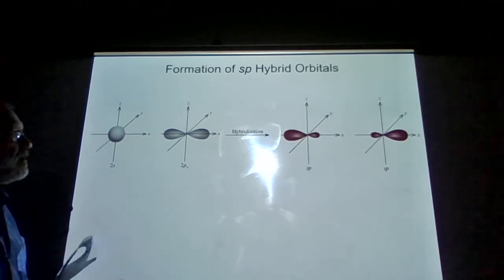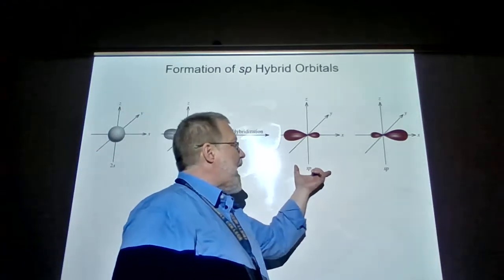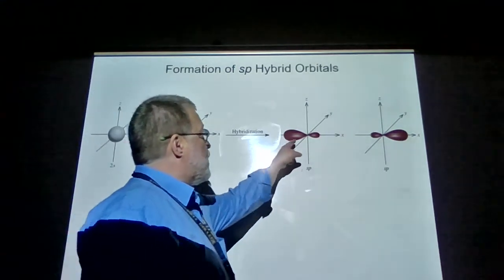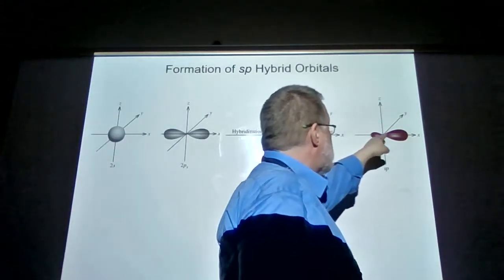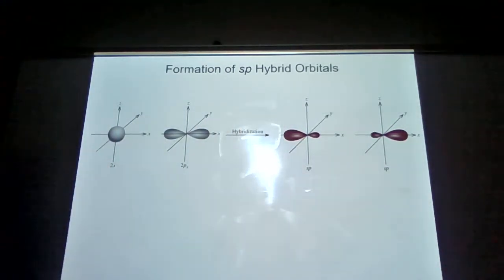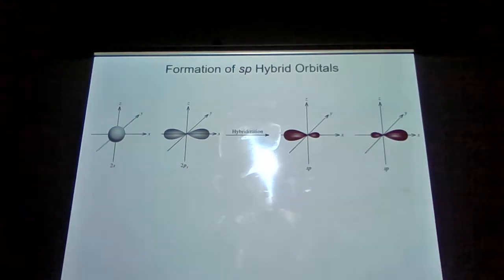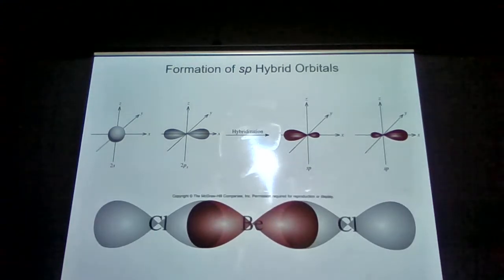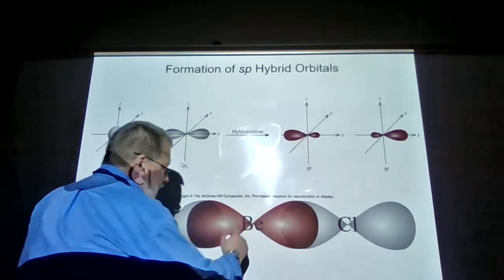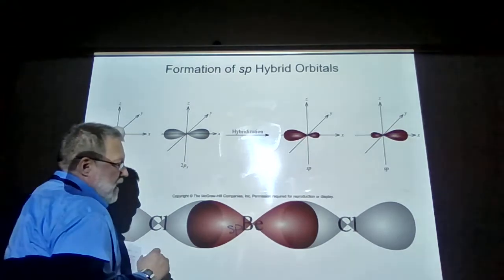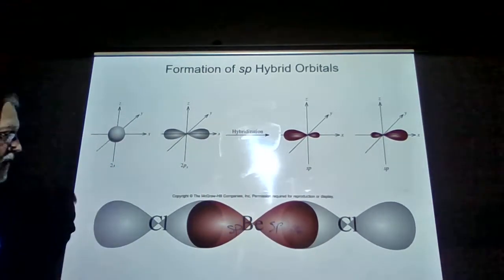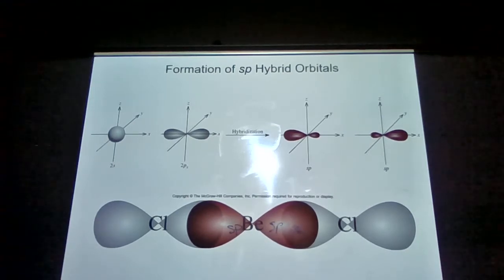It gets what is known as sp hybridization. We have an orbital that goes to the right and an orbital that goes to the left. That would give us a linear molecule. So we have an sp hybridized orbital here and an sp hybridized orbital on the beryllium.